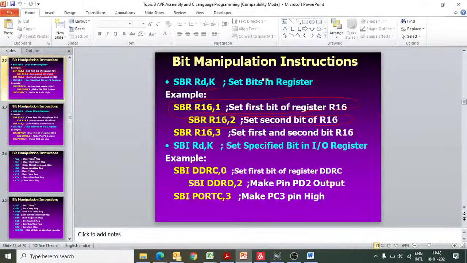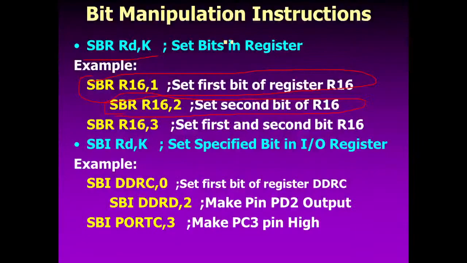Let me go back to this slide. So this is what we were discussing. SBR is for the register and SBI is for IO port. And this is what we were executing in Atmel Studio.